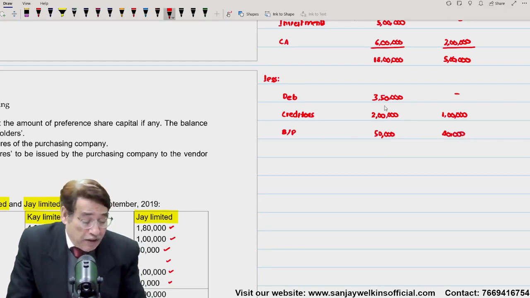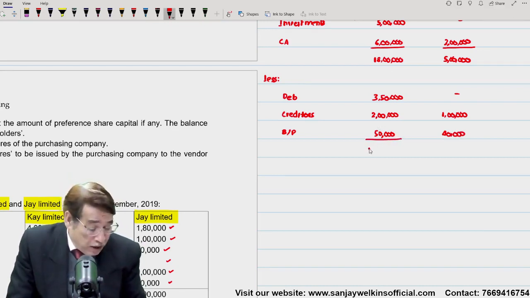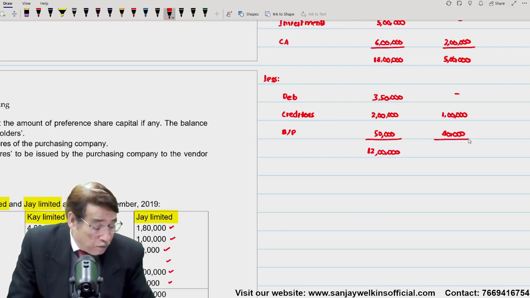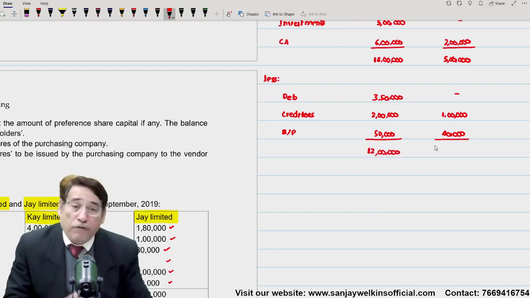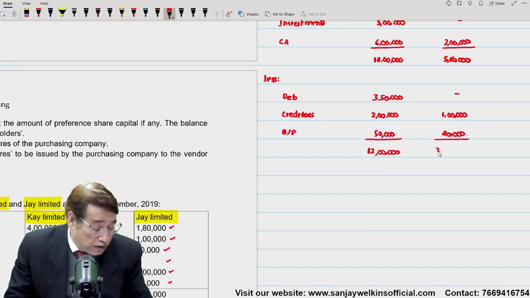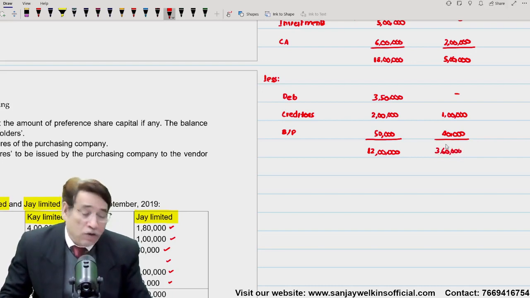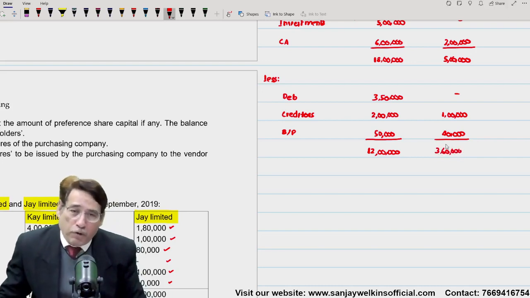By subtracting 3.5 lakh plus 2 lakh plus 50,000, which is 6 lakh, from 18 lakh, obviously now I am going to get 12 lakhs. 18 lakh minus 6 lakh is equal to 12 lakh. Isn't it? Similarly, if I subtract 1,40,000 from 5 lakh, I am going to get 3,60,000. So I will write here 3,60,000. Your first target should be to compute the net asset.